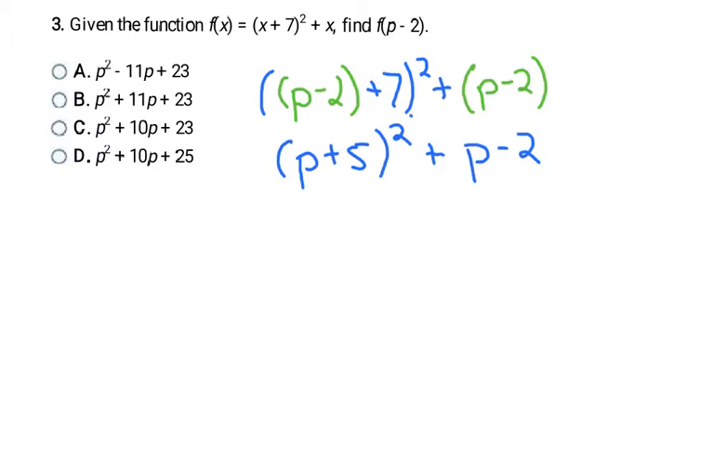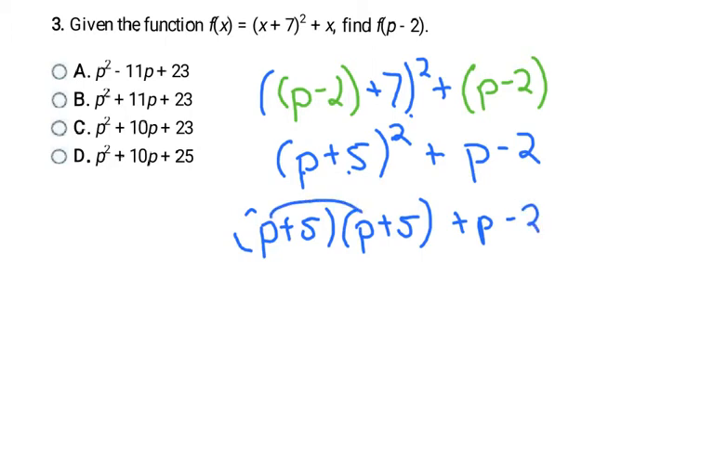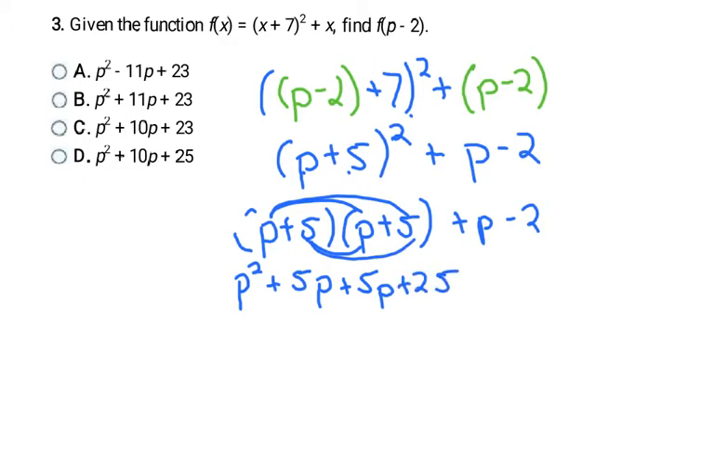Now remember, you do not want to just take p squared, 5 squared. It doesn't work that way. Remember, squaring means you're taking p plus 5 times itself. So this actually works out to be a FOIL problem. So I'm going to take my first 2 times each other. So p times p is p squared. Then I'm going to do my outside terms. 5 times p is 5p. Then I'm going to do my inside terms. 5 times p is 5p. And then my last terms is 5 times 5, which is 25. And then I still have this plus p minus 2 at the end.